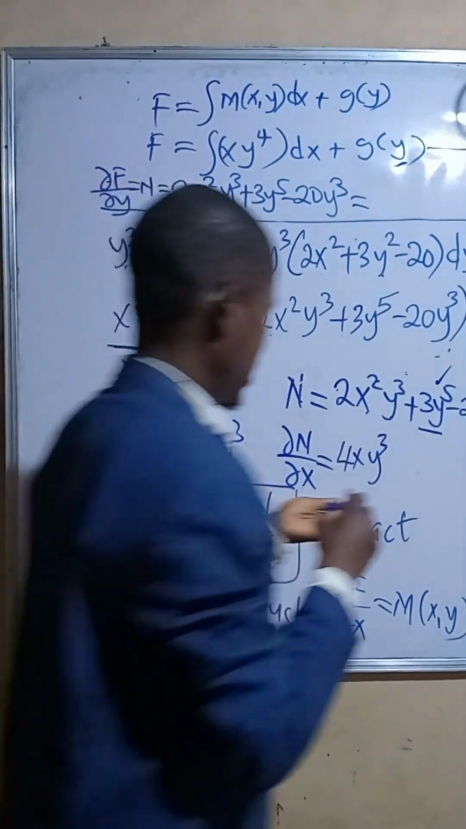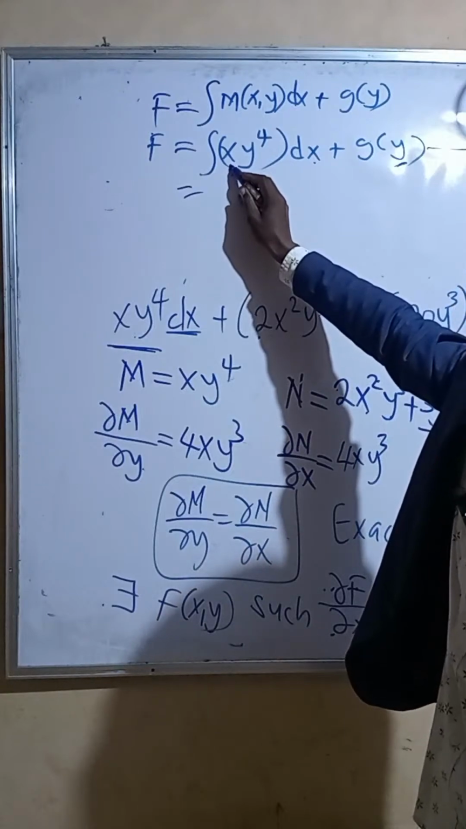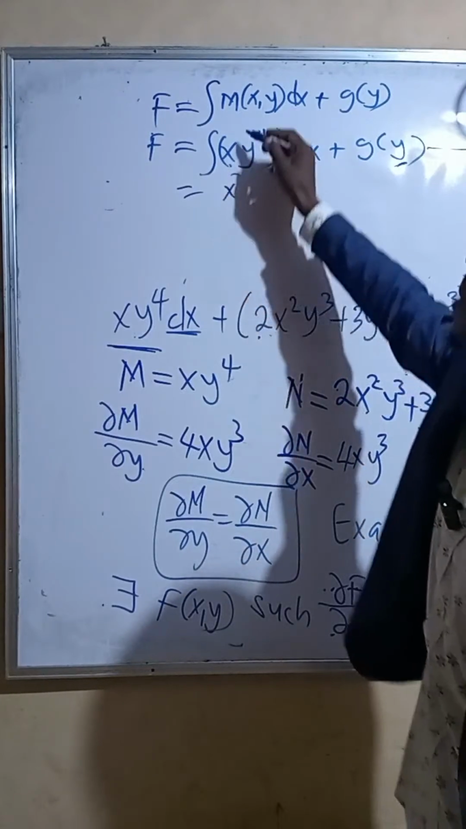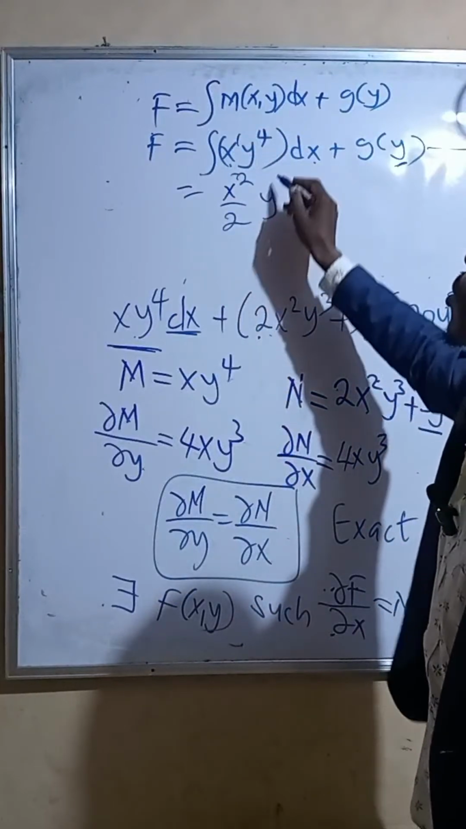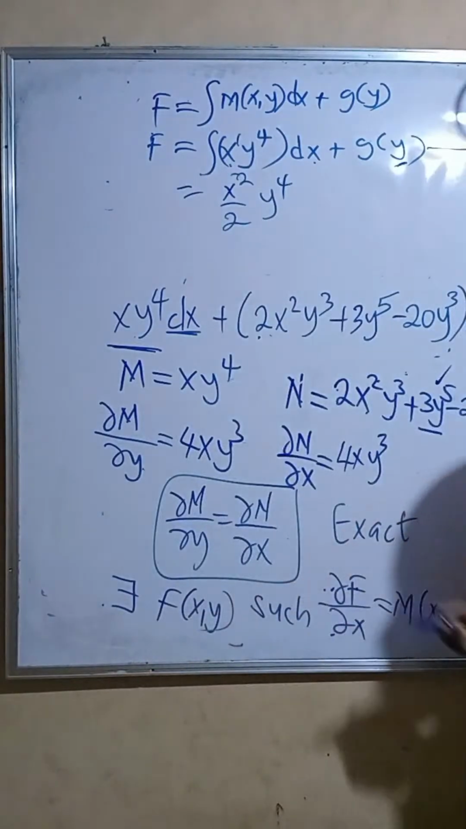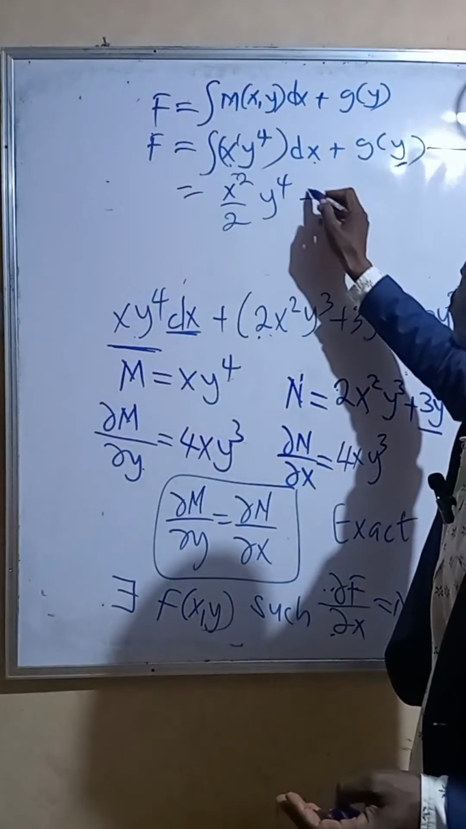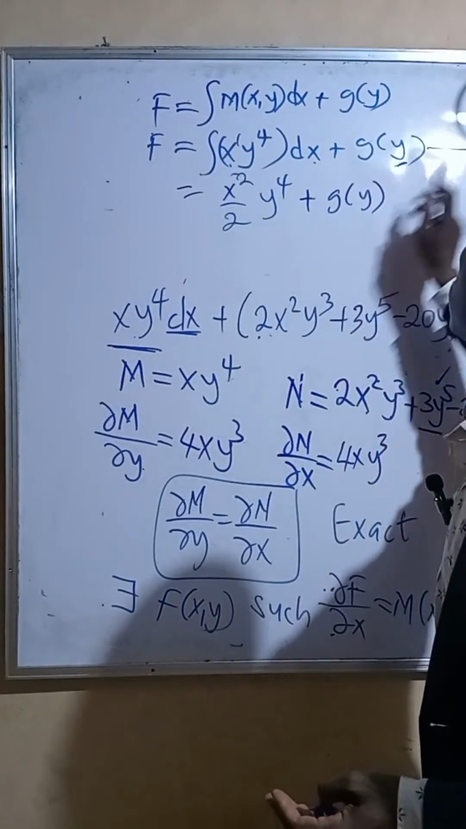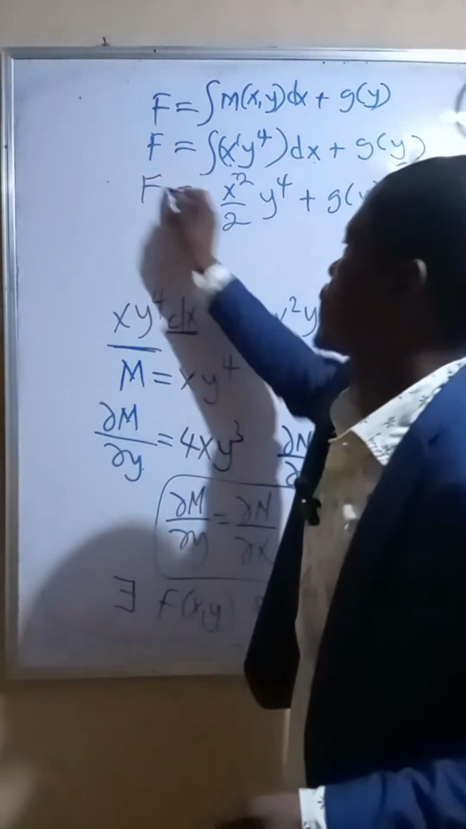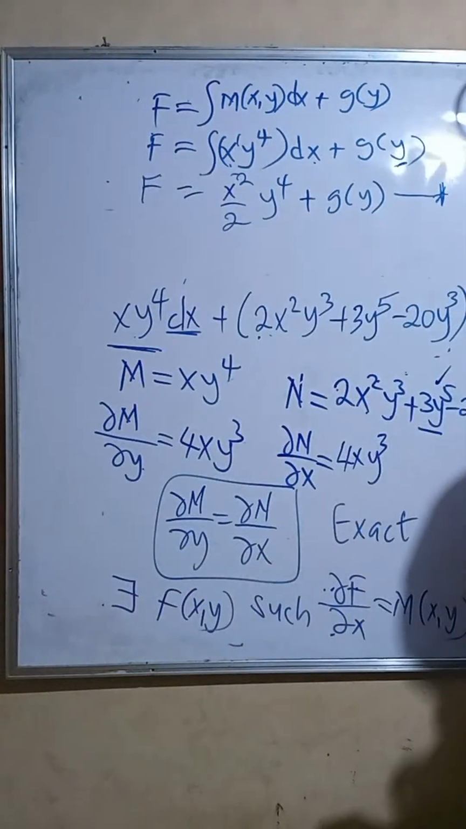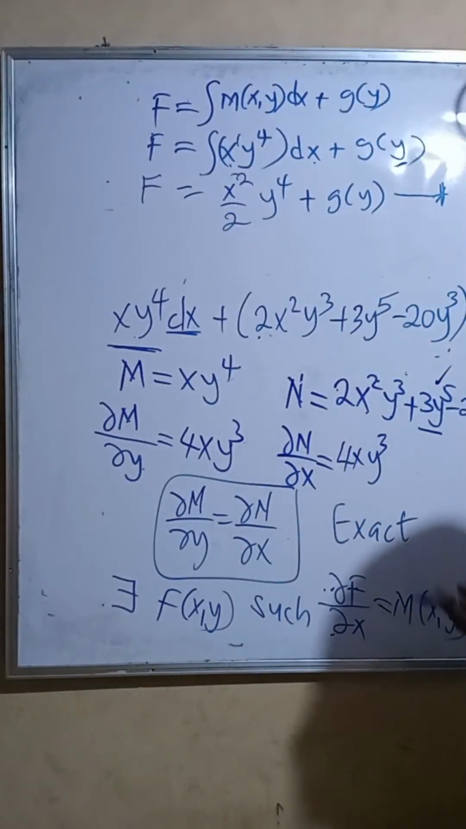Let's do something before we do that. I'm going to integrate the x function only. This is power 1 plus 1, that's power 2 over 2. y to the power 4 is just a constant. So plus g of y. Call this equation 1. This is your f. Then differentiate now with respect to y partially.